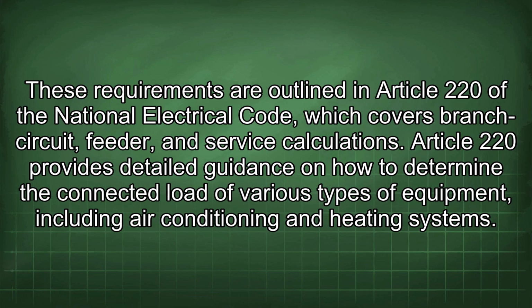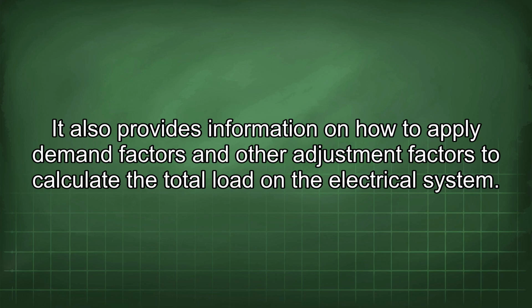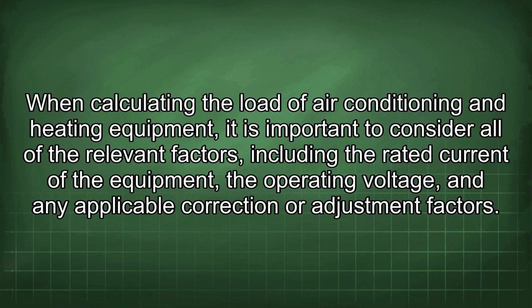Article 220 provides detailed guidance on how to determine the connected load of various types of equipment, including air conditioning and heating systems. It also provides information on how to apply demand factors and other adjustment factors to calculate the total load on the electrical system. When calculating the load of air conditioning and heating equipment, it is important to consider all of the relevant factors, including the rated current of the equipment, the operating voltage, and any applicable correction or adjustment factors.